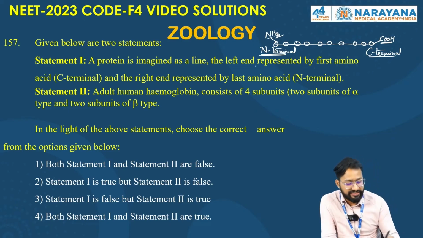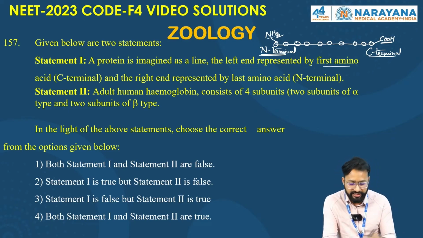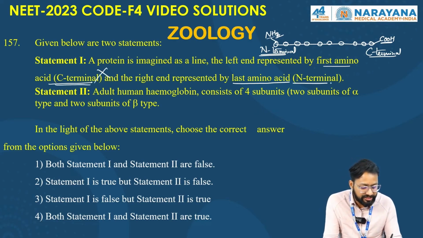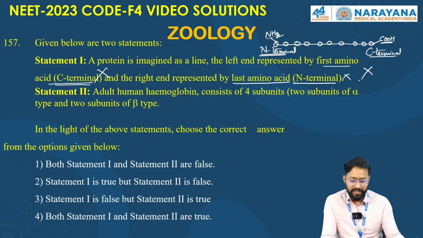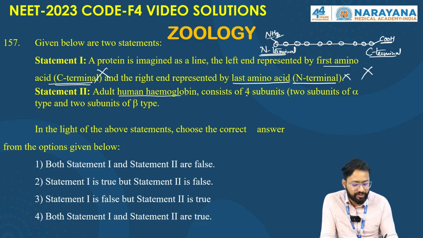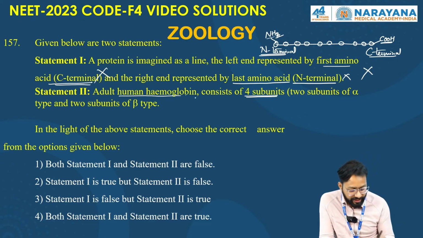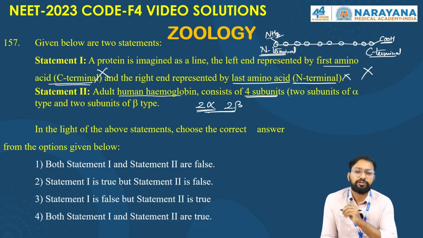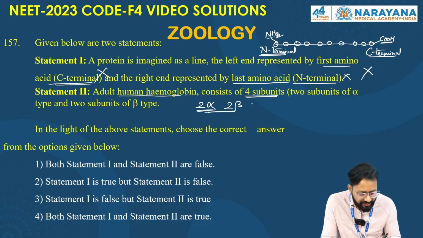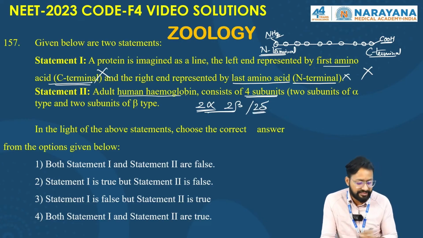Right, so over here it says that the first end represents the first amino acid C terminal, which is wrong. And the last amino acid represents N terminal, which is also wrong. So the first statement is incorrect. Next, adult hemoglobin consists of 4 subunits, which is correct. There are 4 globin chains, out of which 2 are alpha and 2 are beta. So 2 alpha type, 2 beta type in the majority of individuals, and in some cases they could show even delta type. Instead of beta, 2 delta type can be seen.